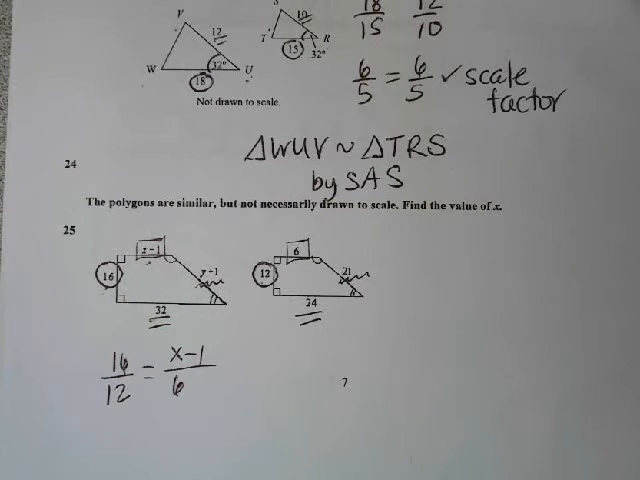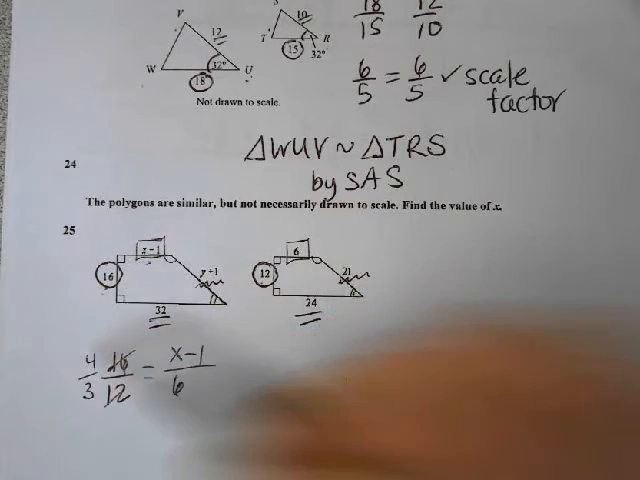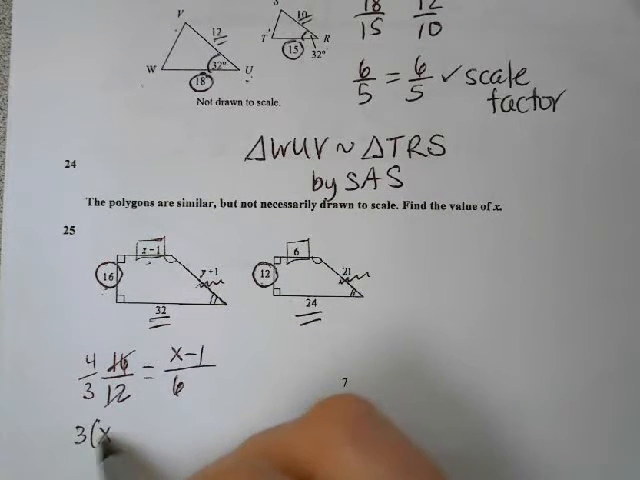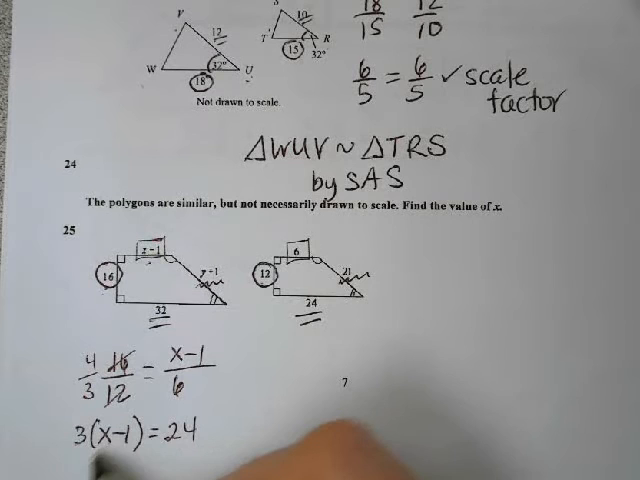Let's distribute. 3 times X is 3X. 3 times negative 1 is negative 3. I'm going to add 3. 3X is equal to 27. Divide by 3. I have X equals 9.